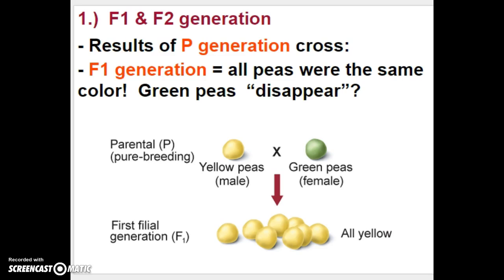Now what happened when he took all of the yellow peas and cross-fertilized them with the green peas? The F1 generation, the first generation that appeared, had all yellow peas. It was as if that green pea trait just disappeared from the population. Now this made Mendel question what he was doing. At the time, a very common idea was if you took a yellow pea and a green pea and you mixed them together, you'd get a greenish yellowish pea. But what ended up happening was those green traits completely disappeared.